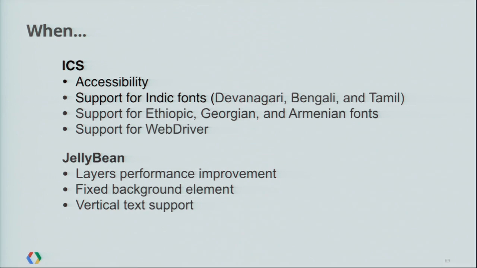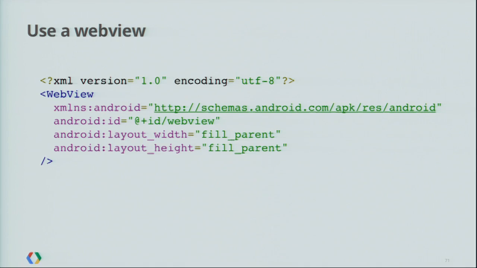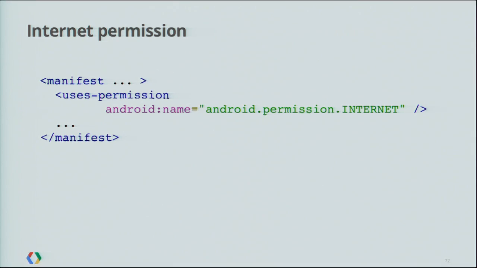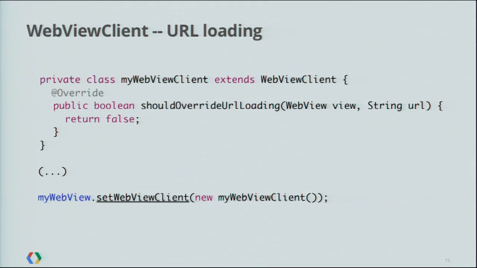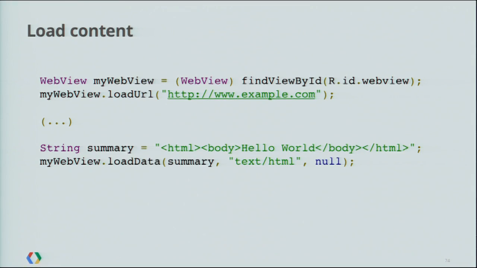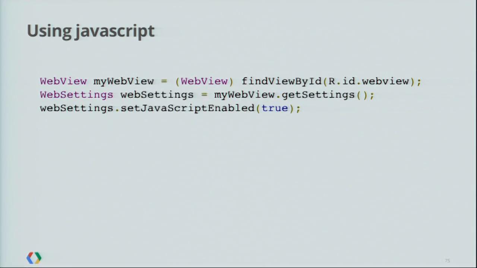Let me go quickly because I think I'm running a bit late. So you use that basically like a normal view. It's just another widget. If you want to load content from the internet, you have to use a permission, obviously. You may have to override the WebView client if you want to do that. Loading content is as simple as specifying a URL or injecting some HTML directly. You may want to enable JavaScript.